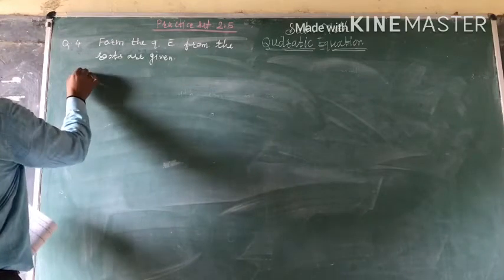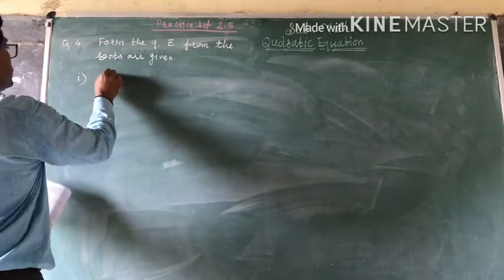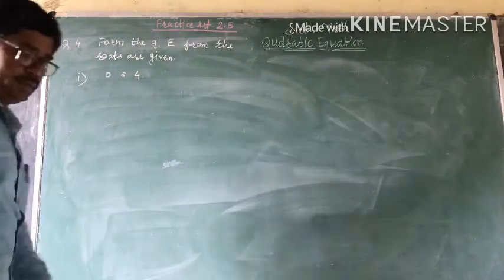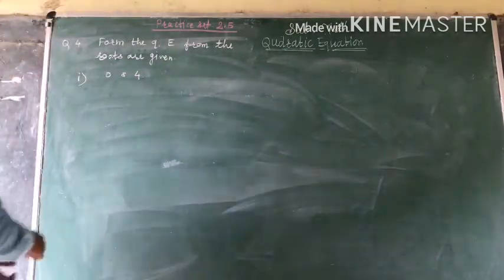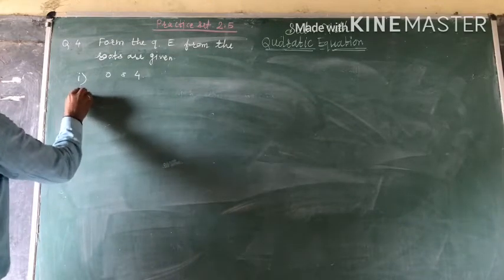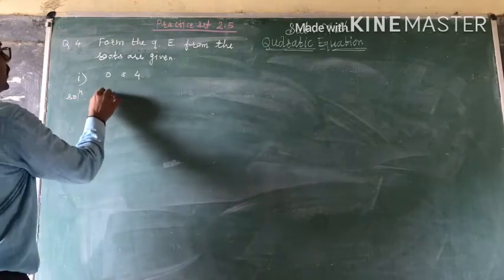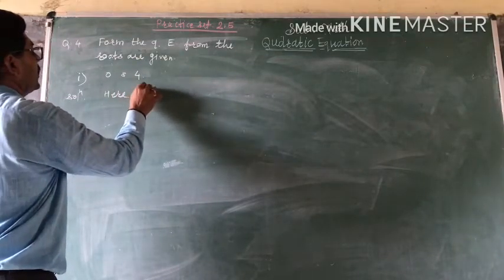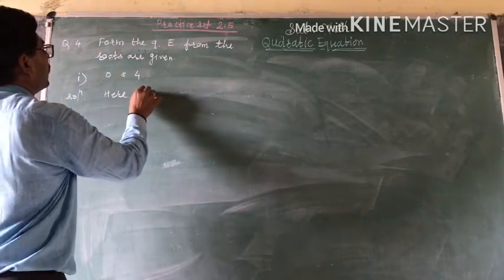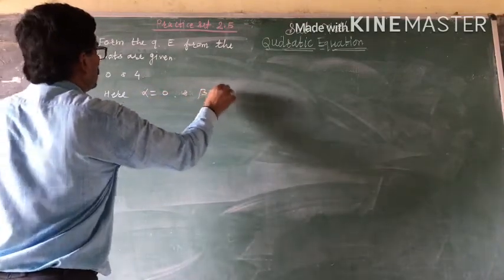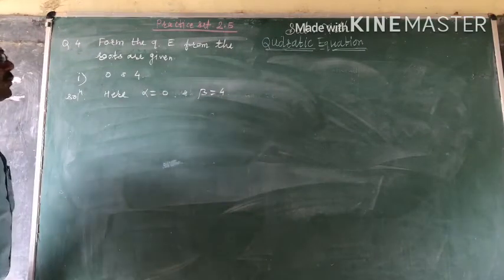The first example is here. The roots are 0 and 4. Suppose we take the first root alpha is equal to 0 and beta is equal to 4. These are the given roots.